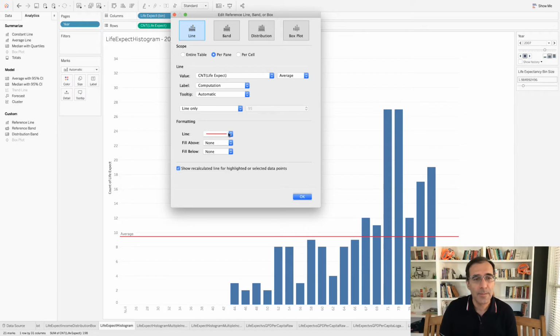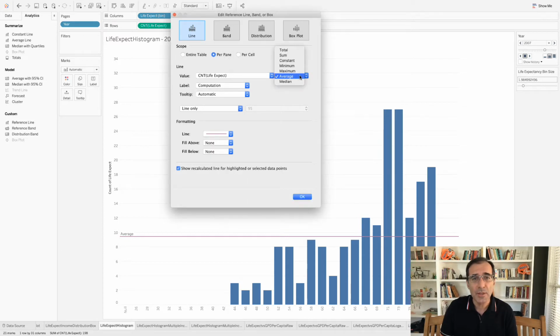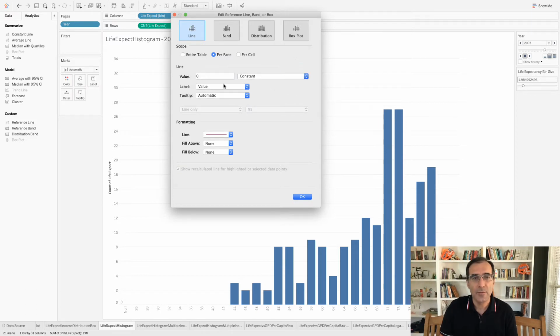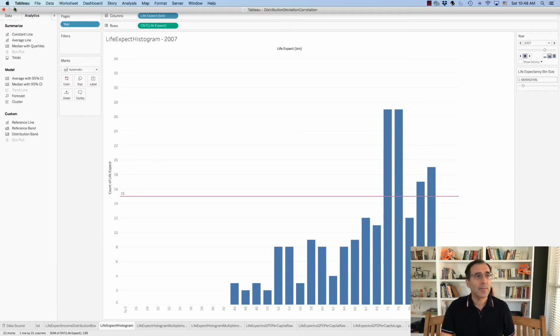Line is more common. So you can change the color. Let me make it purple. All right, so let's make it purple. And then I can actually change the value, right, from any of these, okay? I can have a constant value of my own choosing, so let's make it like 15, right? So that's also possible as well, right? So it's very flexible, it's very easy to do. Right? You can do it also in bars like this, so let me get out of this.